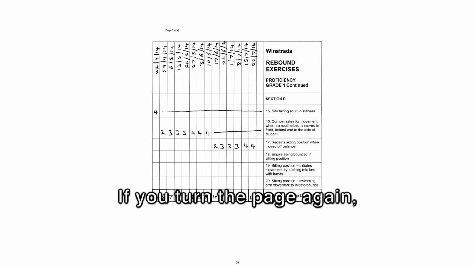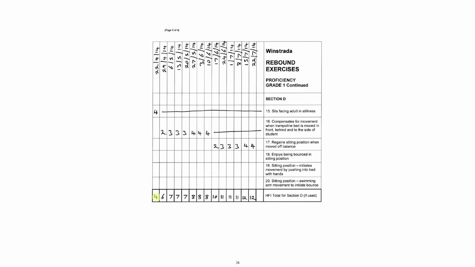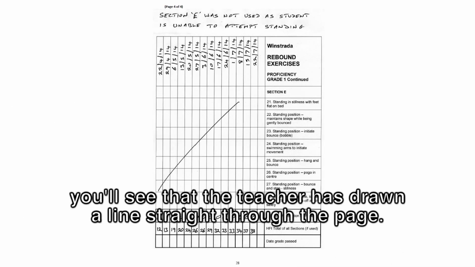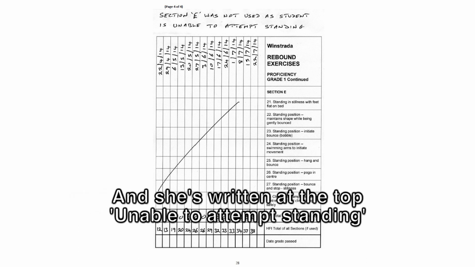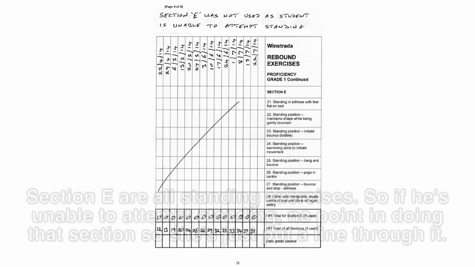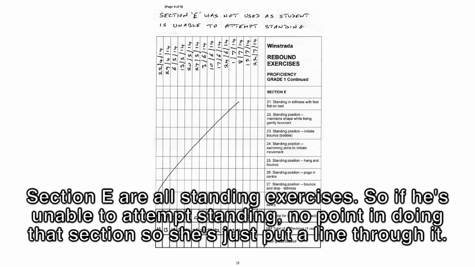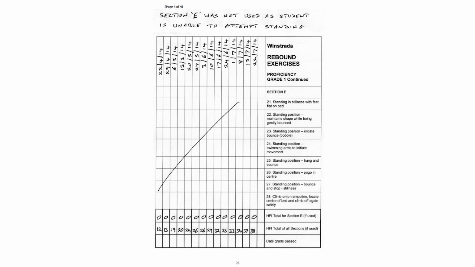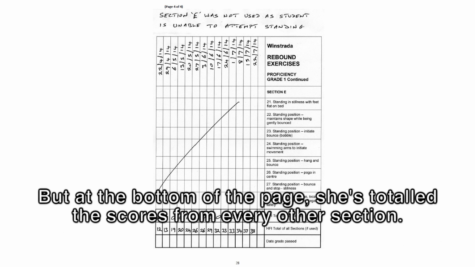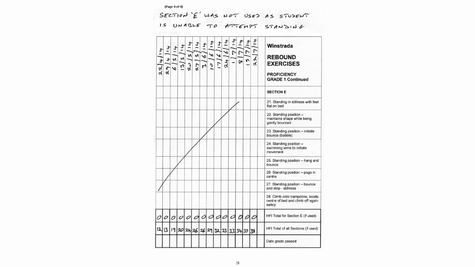Yeah? If you turn the page again, you'll see that the teacher's drawn a line straight through the page. And she's written at the top, unable to attempt standing. Section E are all standing exercises. So if he's unable to attempt standing, no point in doing that section. So she just put a line through, that's fine. But at the bottom of the page, she's totaled the scores from every other section. So can you see what the total score for the 22nd of April is?